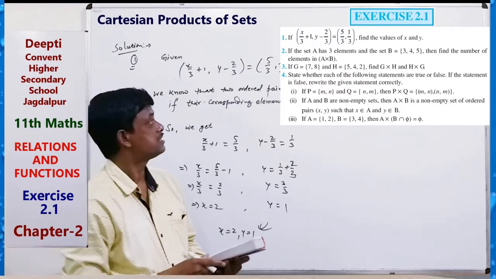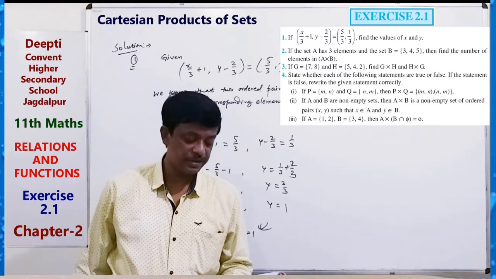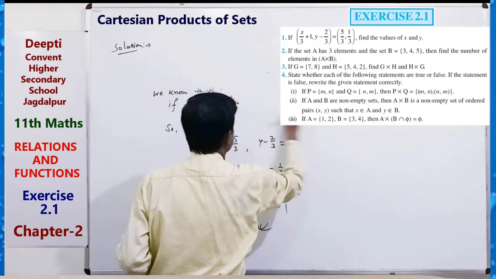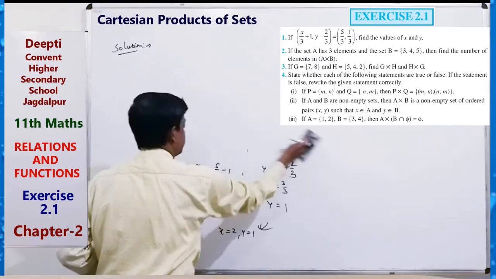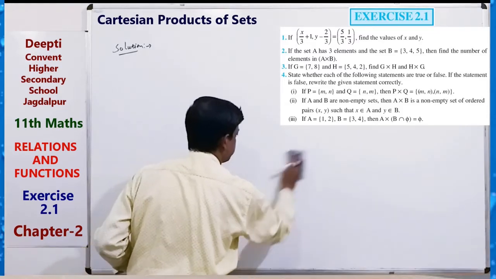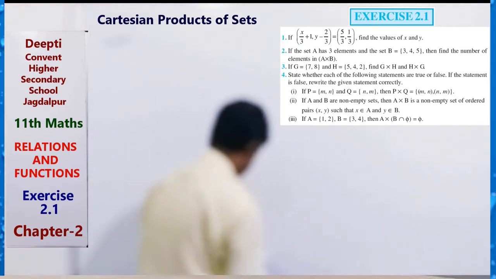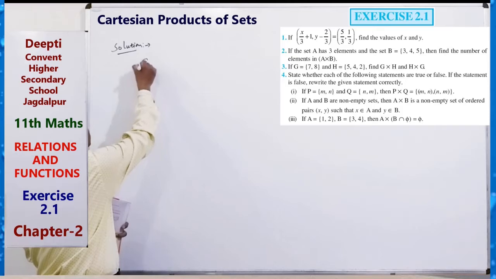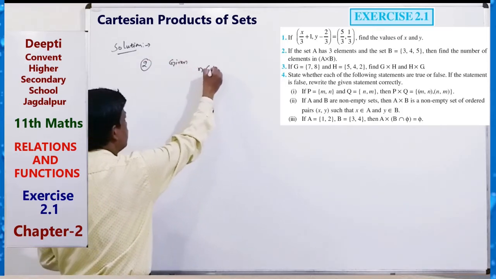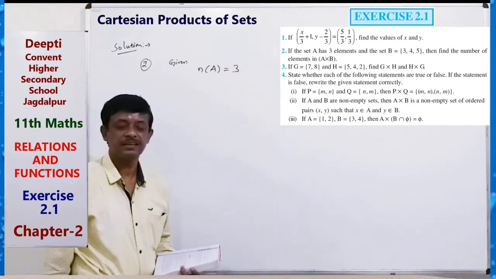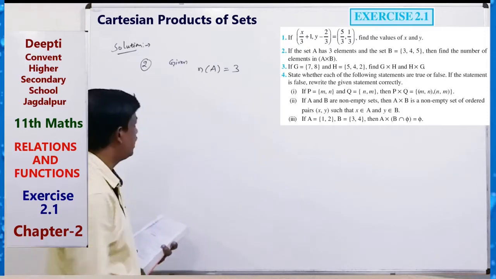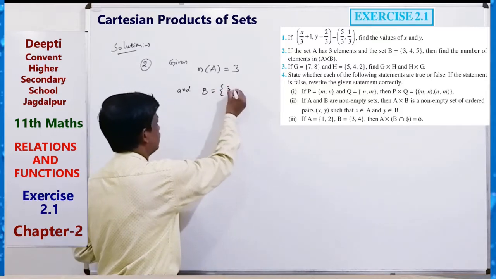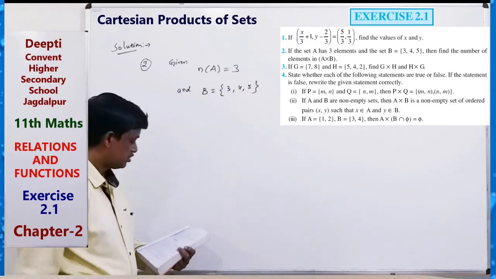Second question: if the set A has 3 elements and B is {3, 4, 5}, find the number of elements in A cross B. Given, the number of elements in A equals 3, A has 3 elements, and the set B is given as 3, 4, 5.